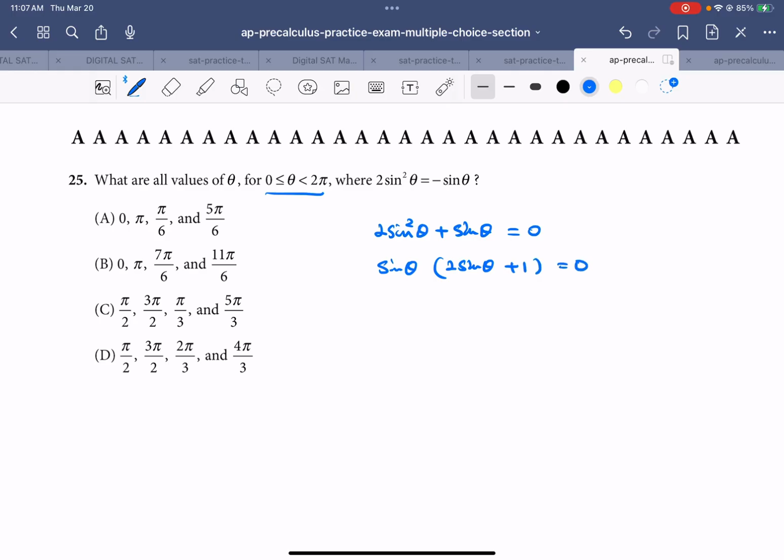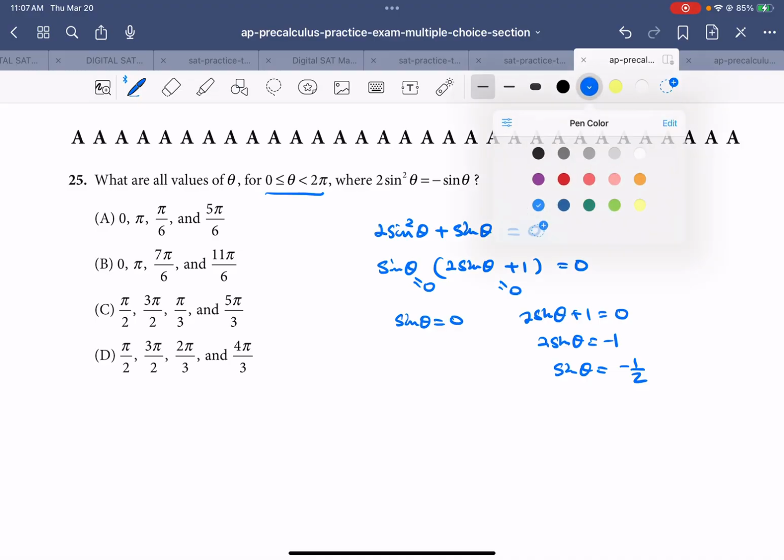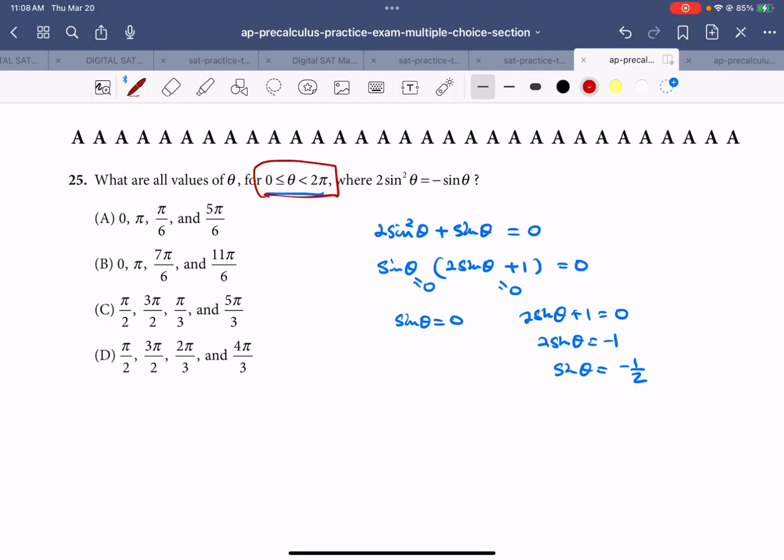Now when you solve this one, each factor equals 0. So I got sine theta equals 0, and then 2 sine theta plus 1 equals 0, so 2 sine theta equals negative 1, and sine theta is negative 1/2. Now from here, in the domain 0 to 2 pi, theta is 0 because sine 0 is 0, and also pi. But do not include 2 pi, because it's not in the domain.